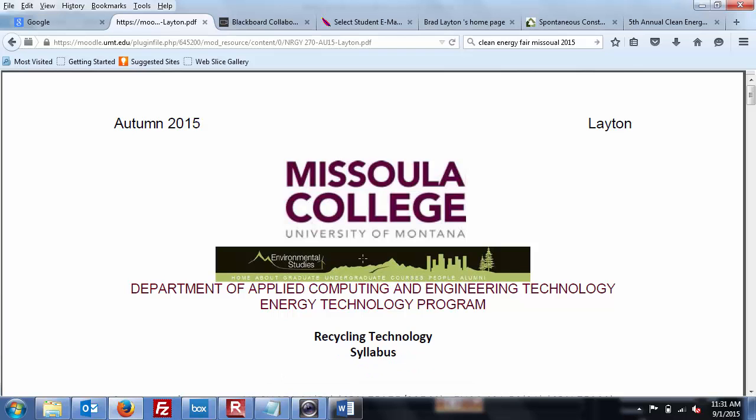Since this is a co-convened class, I put the Missoula College logo at the top. Our department, in case you were not aware, is now called the Department of Applied Computing and Engineering Technology. A lot of students that come through the energy tech, information tech, or electronics tech programs take those credits and then turn them into engineering degrees. I've got a few students that are pursuing engineering degrees right now.